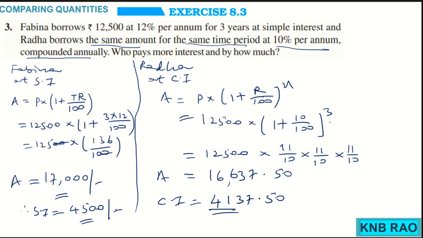Now watch, is compound interest more or is simple interest more? Obviously here simple interest is more. Therefore we say Fabina pays more by the difference between 4,500 and 4,137 rupees 50 paise, which comes to 362 rupees 50 paise.